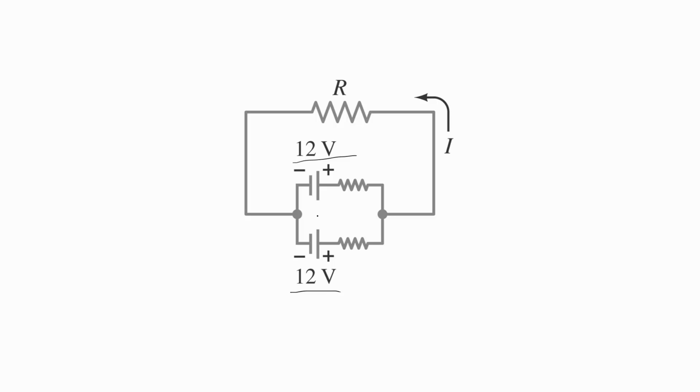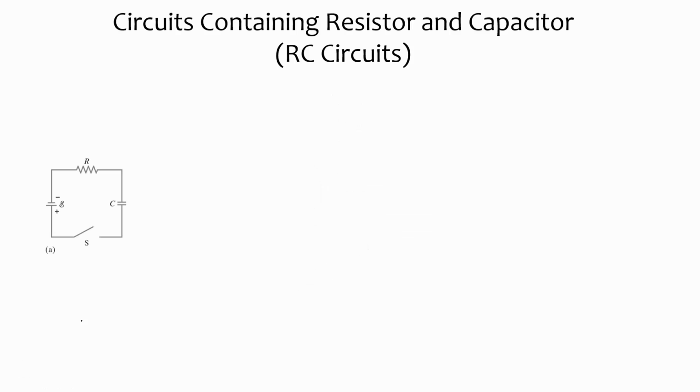But we do put them in parallel at times because this is going to allow you to get more current out of the battery setup. But we also put them in series plenty of times as well to increase the voltage, and in that case you still want them to all be new batteries. Alright, on to RC circuits.